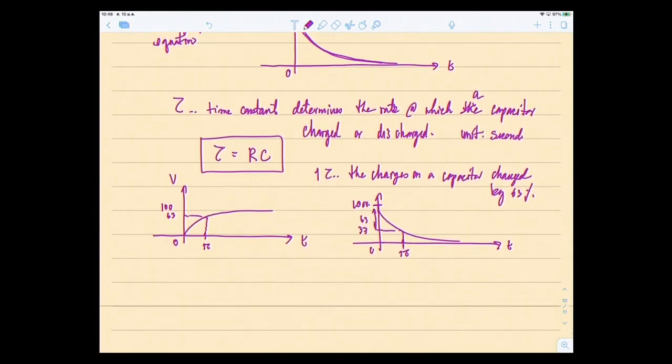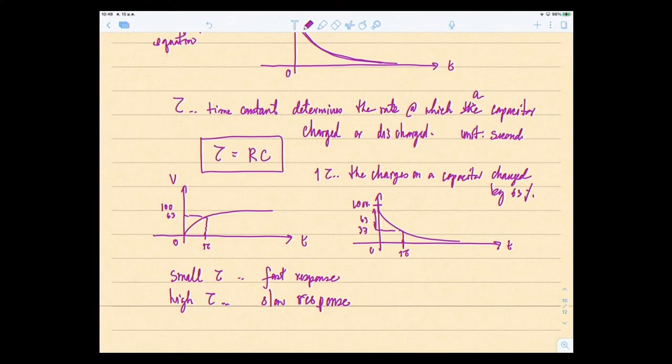So a small tau, you can think of it this way. If you have a small value of tau, it means you have a very fast response. It decreases really fast if you're discharging it. If you have a high tau, it means slow response. It requires more time to reach steady state if you're charging or discharging.